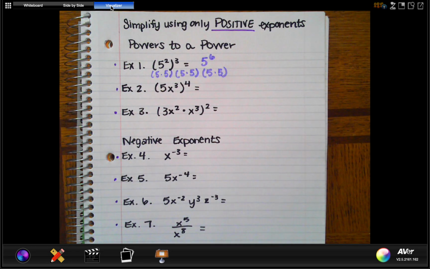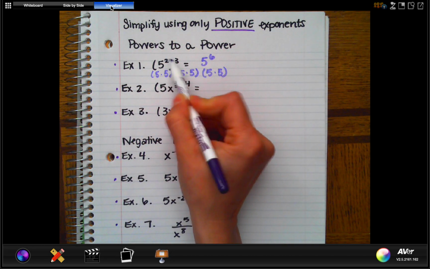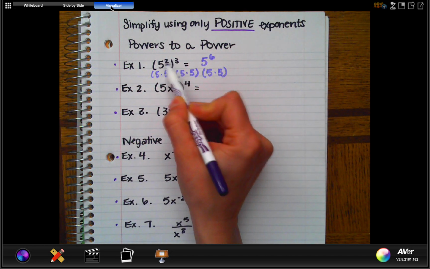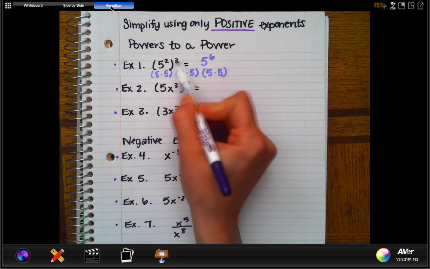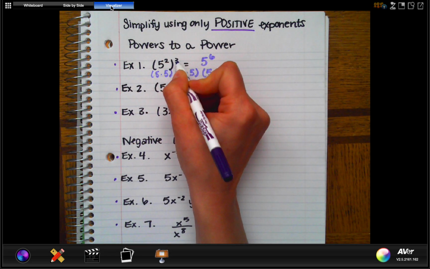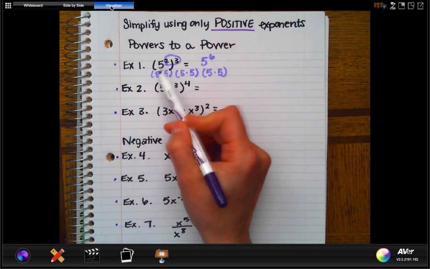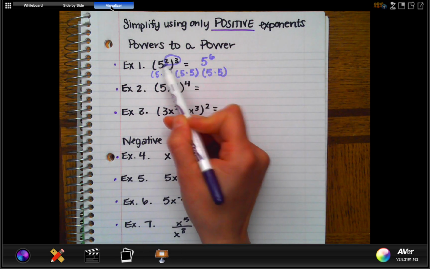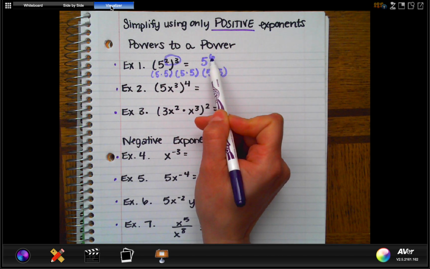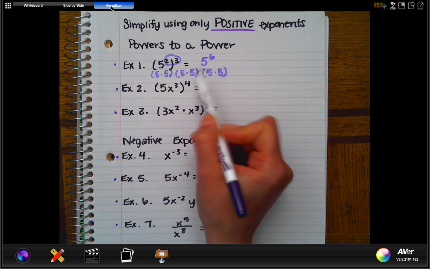Now, the shortcut to that, if you notice that you have a base and a parenthesis here, 5 squared, and this exponent is on the outside, what you're really doing is you're multiplying the exponents, okay? So you're going to keep that base of 5, and then 2 times 3 is 6, and that is what your final answer is going to be.